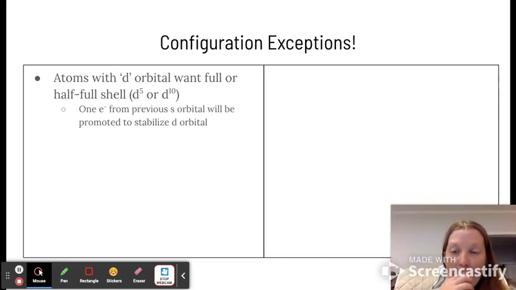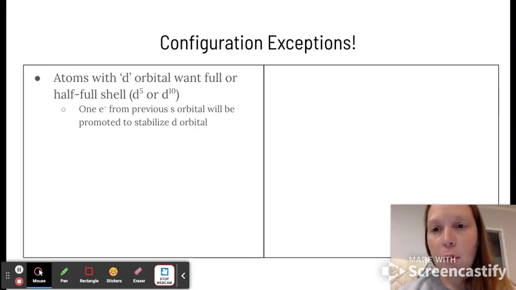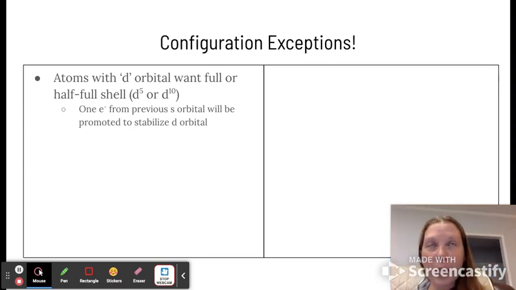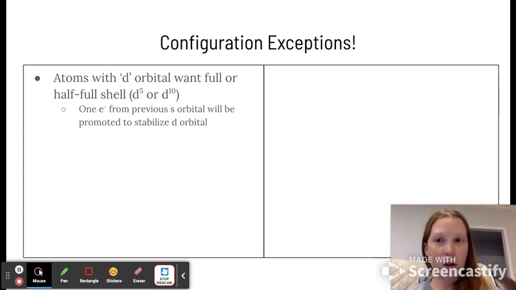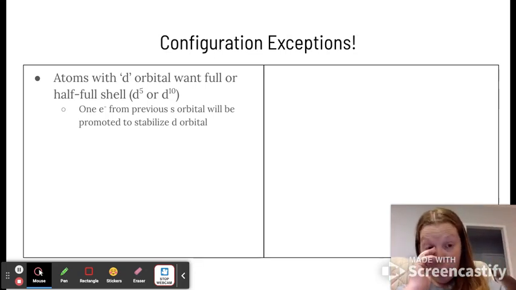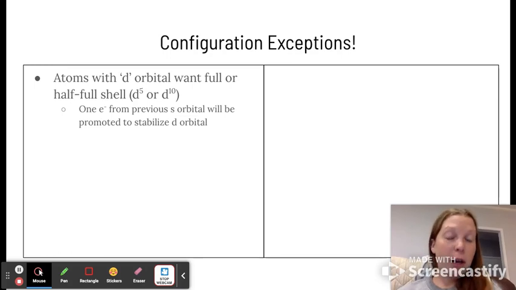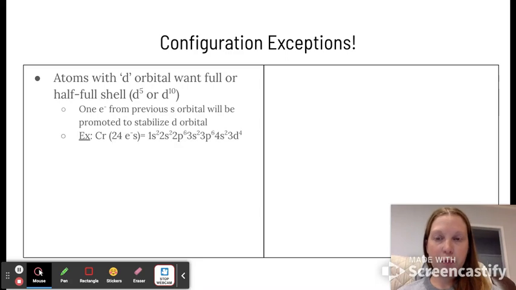So now we're looking at one electron from the previous s orbital that you're looking at. So we've got, like, 4s, 3d, 4p. So we're going to look at that 4s, and you're actually going to promote one electron from that s orbital into your d orbital to stabilize it. Because if you promote one electron, now your s orbital is half full, and then your d orbital will also be full or half full.